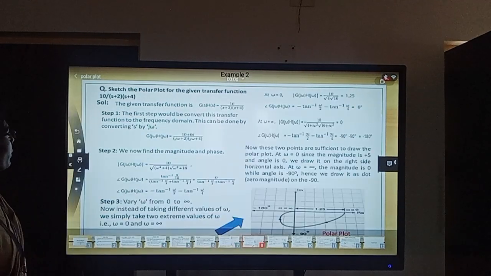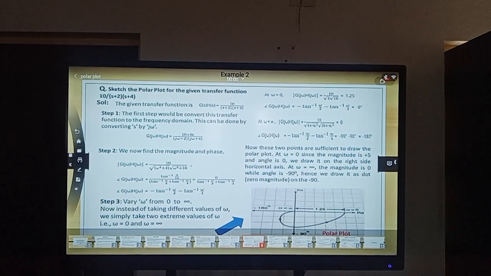So one more problem, example 2. Here there are more poles. That is G(s)H(s) is equal to 10 divided by (s plus 2) into (s plus 4). So the same here. Next, what we have to do? 10 divided by s plus 2, along with s plus 4. So the same we are going to follow here.